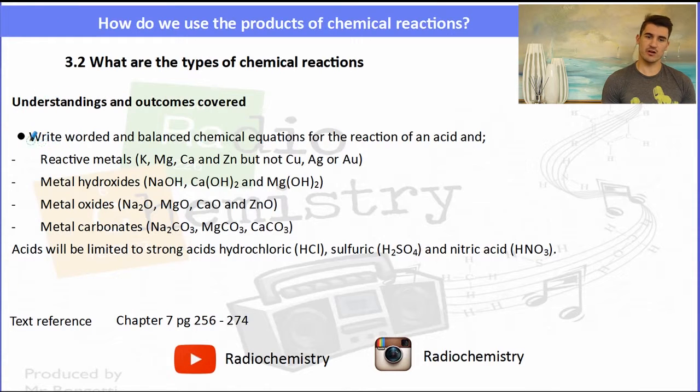Now we need to be able to write worded and balanced chemical equations for the reaction of an acid with a reactive metal, a metal hydroxide, a metal oxide, and a metal carbonate. The acids that you will need to know will be limited to hydrochloric, sulfuric, and nitric acid, and you need to remember the formulas for those three acids. Make sure that you remember them: hydrochloric, sulfuric, nitric.